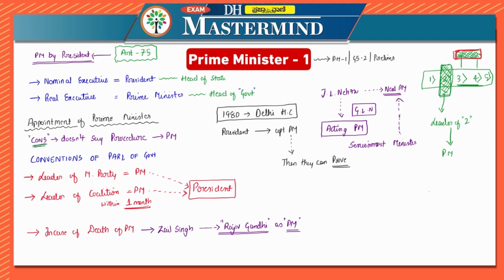So Delhi High Court held that the constitution doesn't require that a person must prove his majority in Lok Sabha before being appointed as a Prime Minister. So the president can appoint Prime Minister, and after that they can prove their majority in the Lok Sabha. On the same convention, Charan Singh, VP Singh, then PV Narasimha Rao, Atal Bihari Vajpayee, IK Gujral, they all were appointed as Prime Minister in this way only. That is, the president appointed them as Prime Minister and later they had to prove their majority.